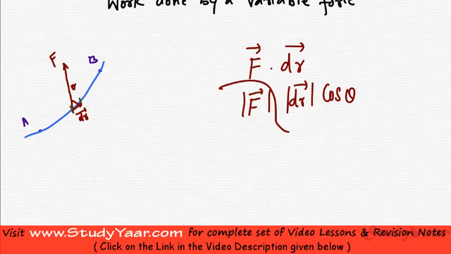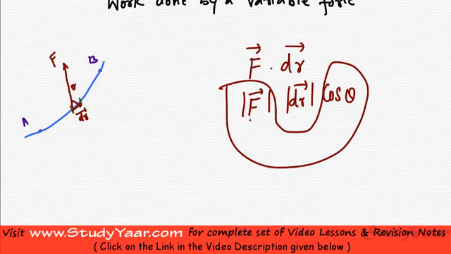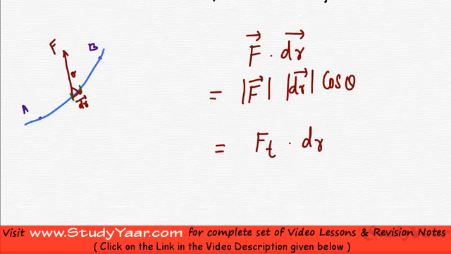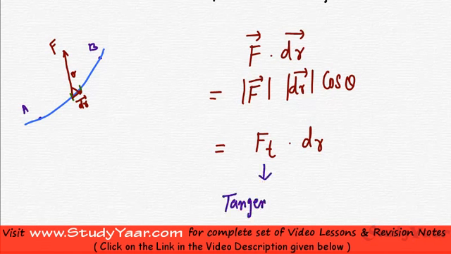What I would do is like this, and I know F cos theta is the component of my force along dr. So I can say this is equal to Ft dot dr. What is Ft? Ft is the tangential component, which is along dr. So I'm just going to write over here, this is the tangential component of force along dr.